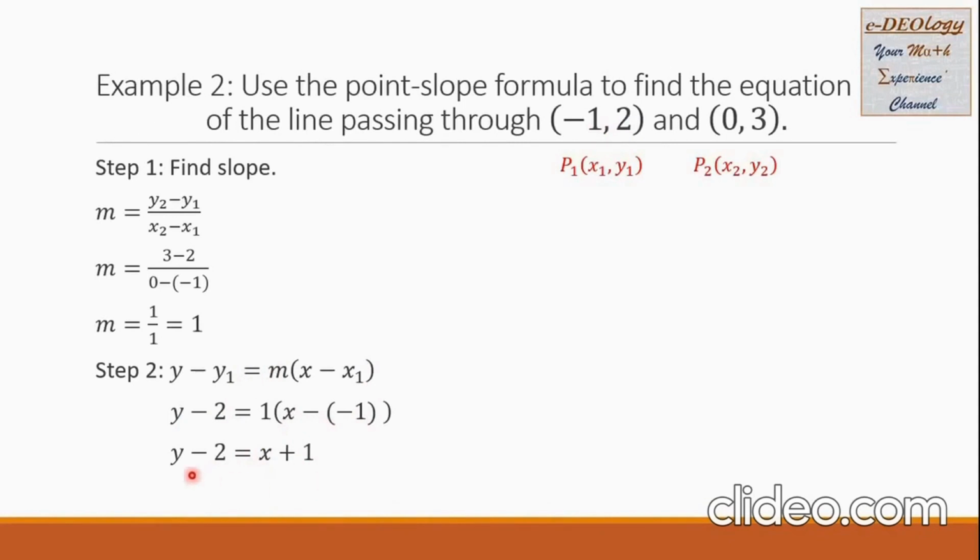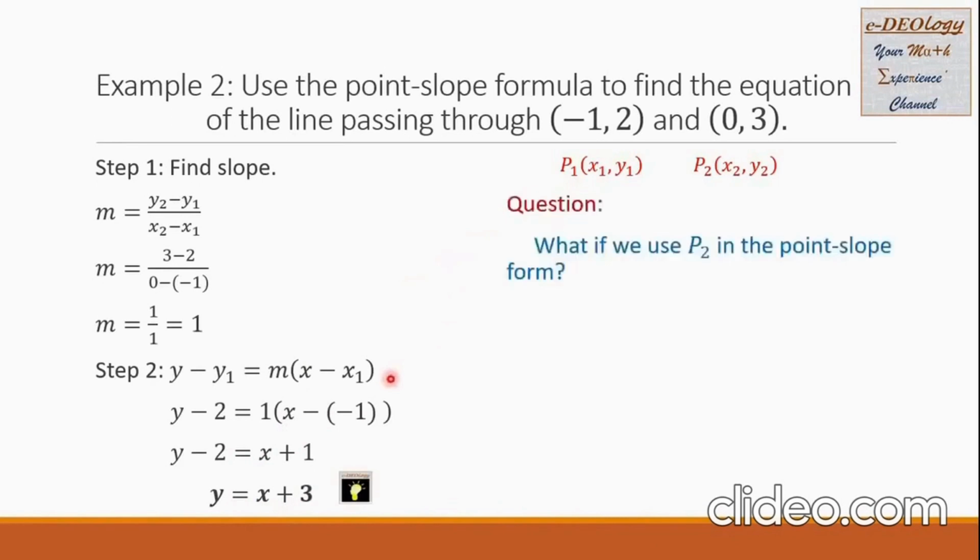And then we will isolate the y. We will move this negative 2 to the other side. So the negative 2 becomes positive 2. Then we will combine this positive 1 and positive 2. So we'll have our equation of the line y equals x plus 3. This is our final answer. Remember, we used the first point in our solution here.